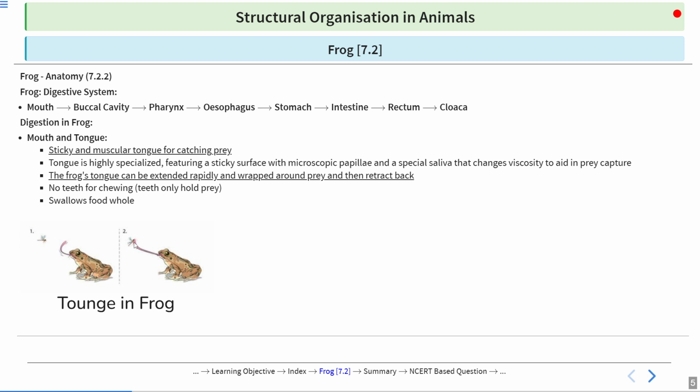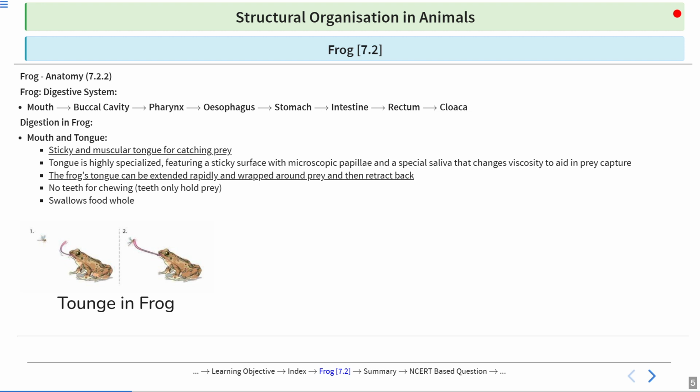Next line, the tongue is highly specialized, featuring a sticky surface with microscopic papillae and a special saliva that changes the viscosity to aid in prey capture, right? So they have very minute microscopic papillae. These papillae provide the sticky nature to the surface of the tongue. And very important, special saliva that changes the viscosity to aid in prey capture. There is some liquid substance that changes the viscosity, and this is done for capturing of prey.